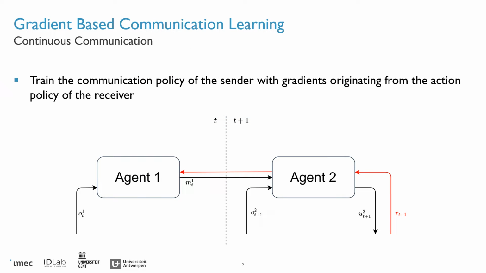The most common approach to learn to communicate is communication learning through backpropagation. And what we do here is we correct the communication policy of the sending agent by using the gradients that come from training the action policy of the receiving agent. So basically we assume that both of these policies are part of one big network that has the observation of agent 1 at time step t and the observation of agent 2 at time step t plus 1 as inputs.